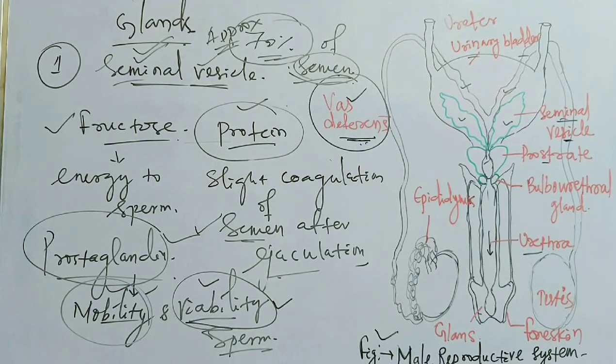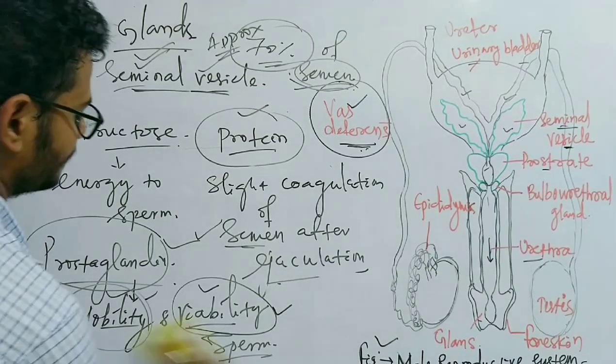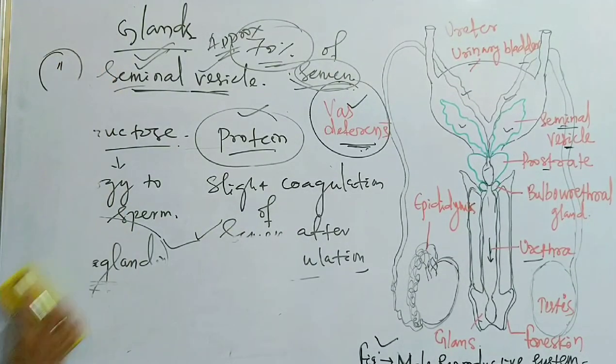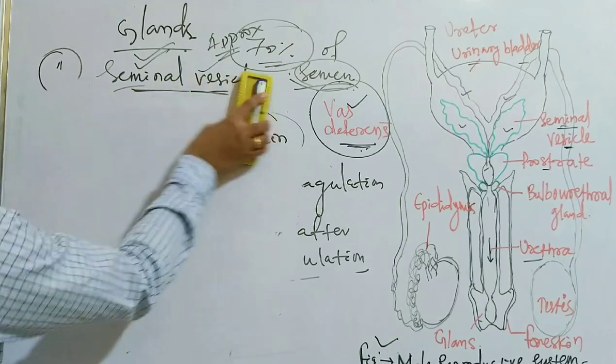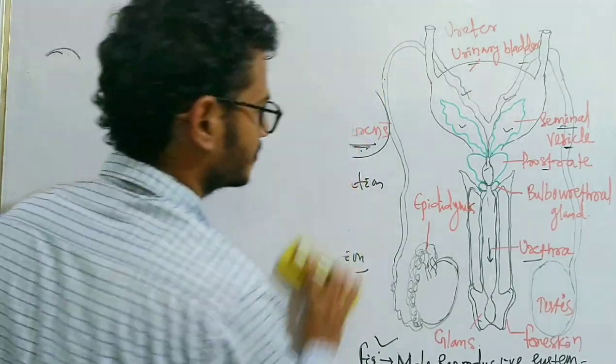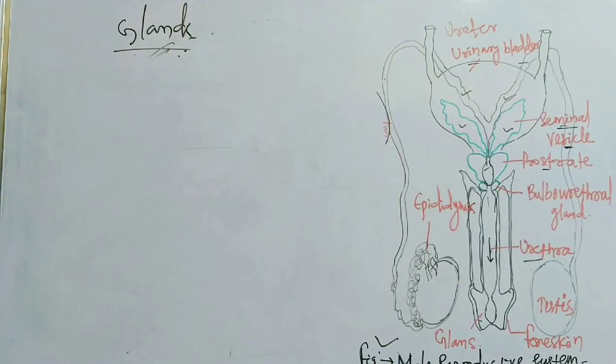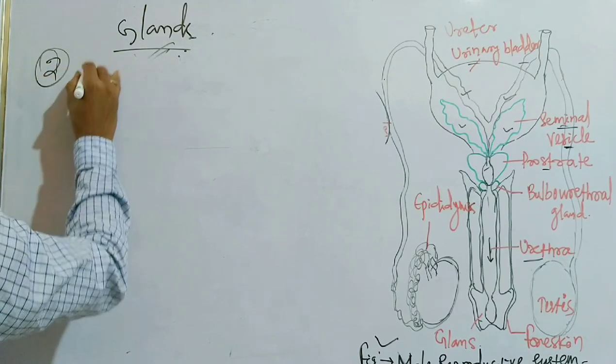Okay, so it is around the first part of the urethra, the prostate gland present in single. So this is all about the seminal vesicle. Now the second one is the prostate.